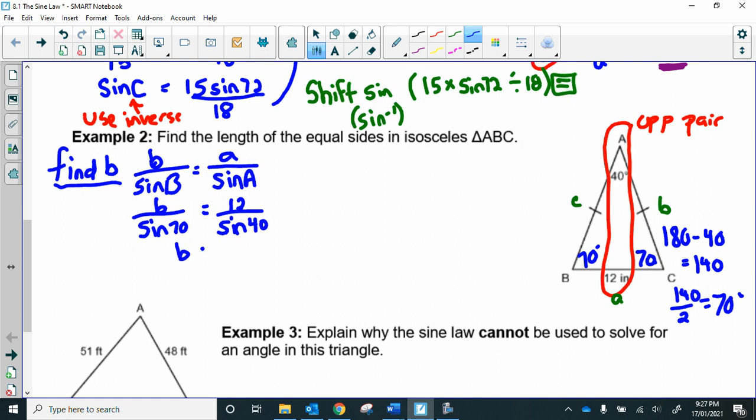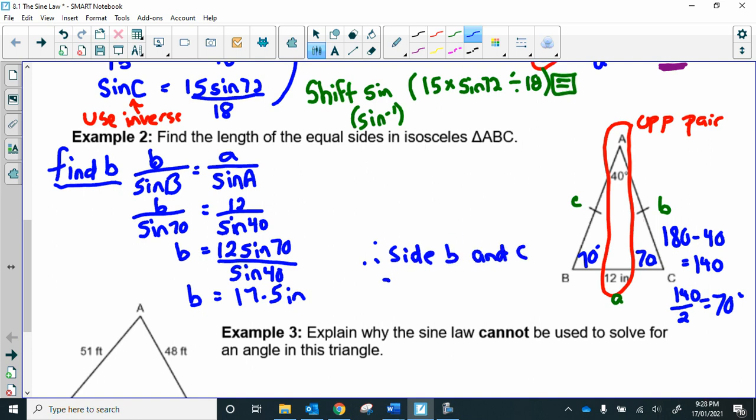And again, I want b all by itself, so I'm going to take that sine 70 and move it across. When you move it, it's going to be multiplied at the top. And this one, we don't have to do the inverse, so this one's a little more straightforward. We're just going to punch that into our calculator. On my calculator, I would do 12 times sine 70, hit equals, divided by sine 40, hit equals. And you're going to get 17.5 inches. Don't forget, when you're solving for a side, you round to one decimal place. So therefore, sides B and C, because it's isosceles, are 17.5 inches.